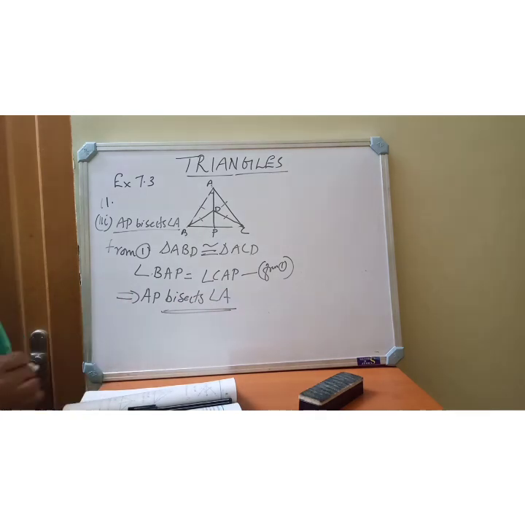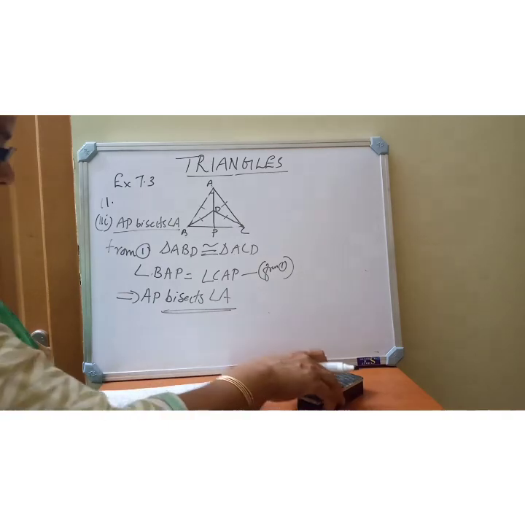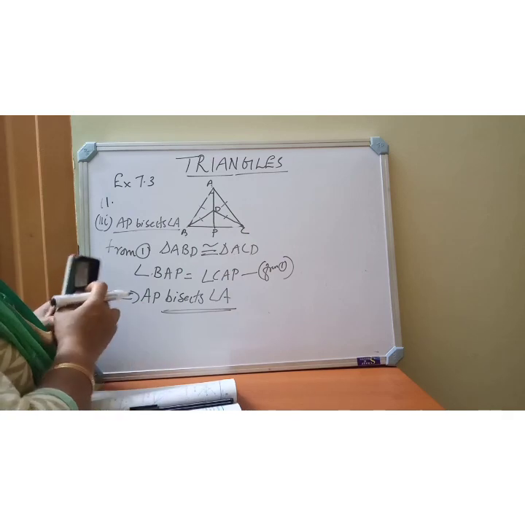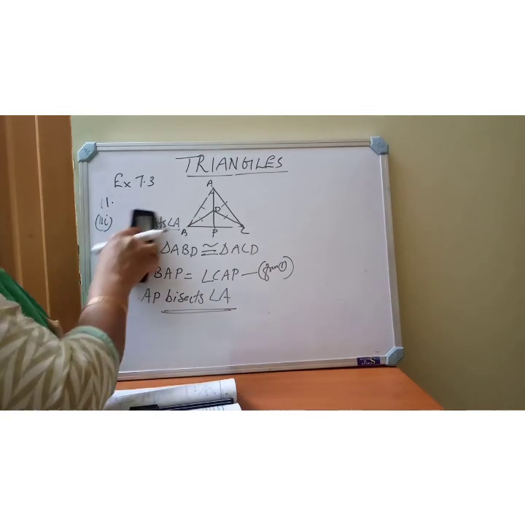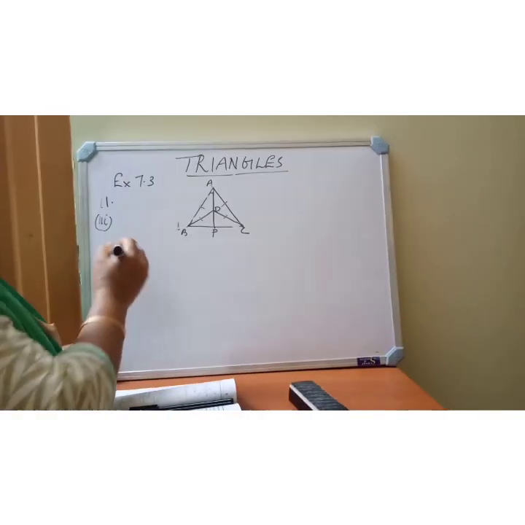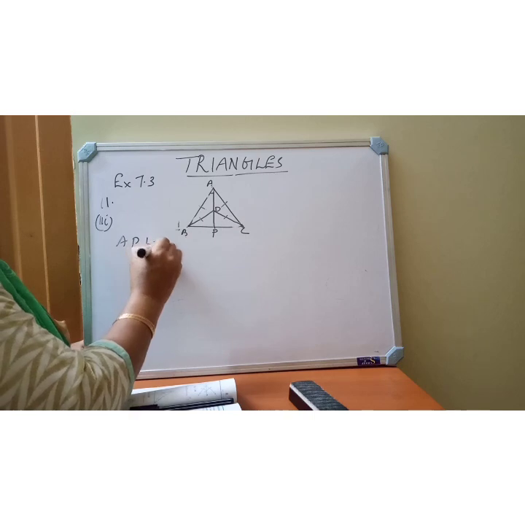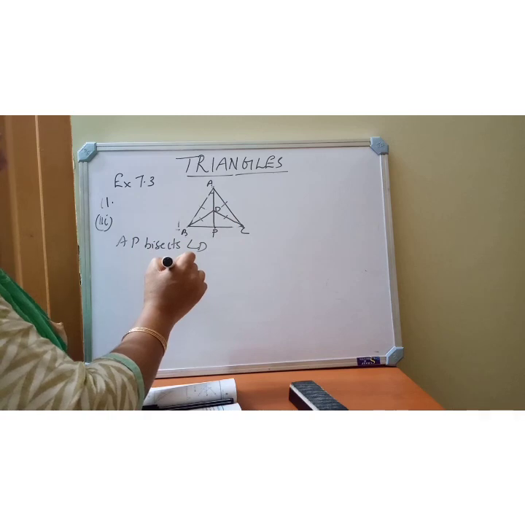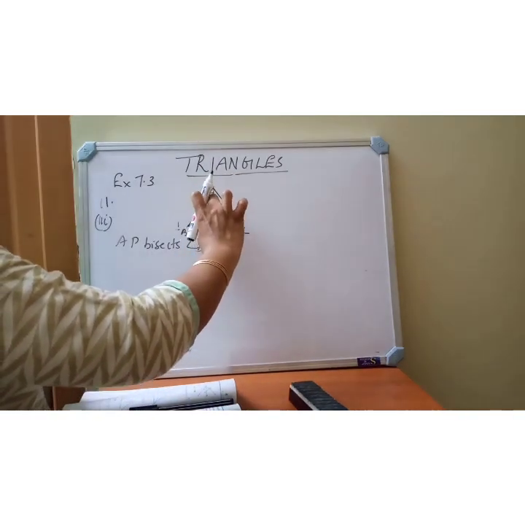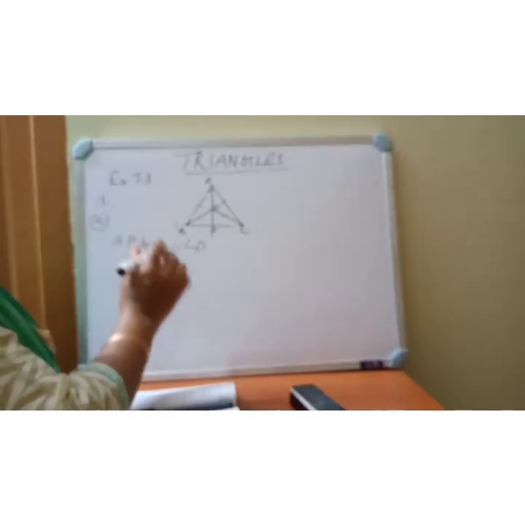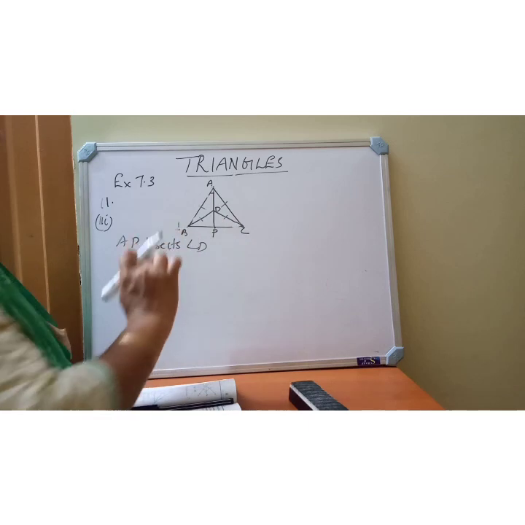So first part of the third question is done. What is the second part of the question? AP bisects angle D also. AP bisects angle D means what do we have to prove? If AP is a line bisecting angle D, automatically we can represent it by DP. It bisects angle D. That means which angles must be equal? We have to prove that angle BDP is equal to angle CDP.